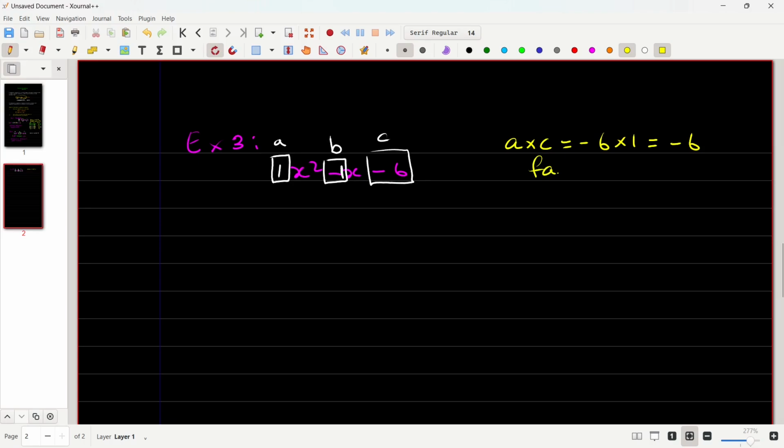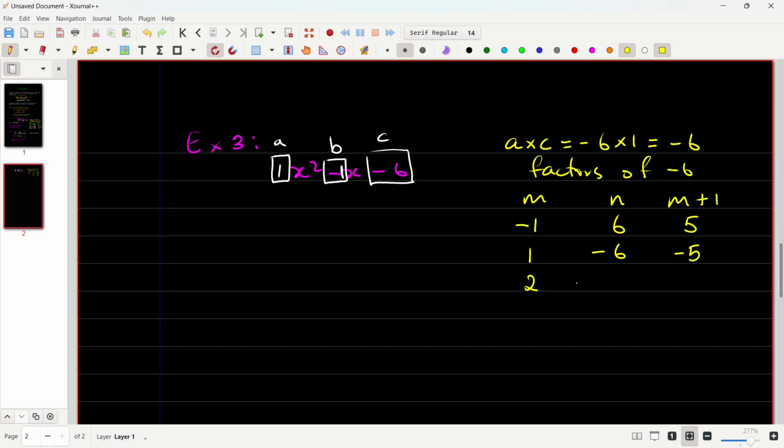And the factors of negative 6 are as follows. We have m, n, and m plus n. We know that negative 1 multiplied by 6 gives me negative 6, and adding them is a positive 5. Then 1 times negative 6 gives me negative 6, and adding those together gives me negative 5.